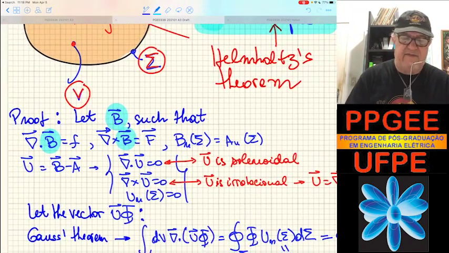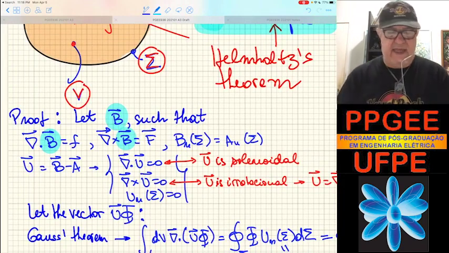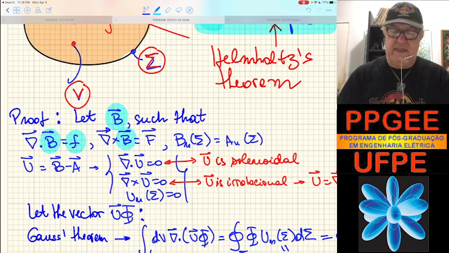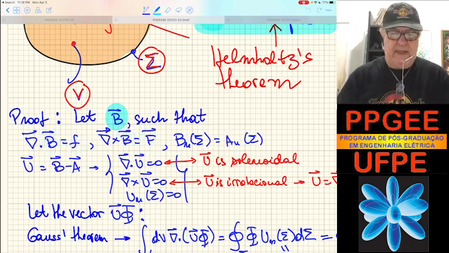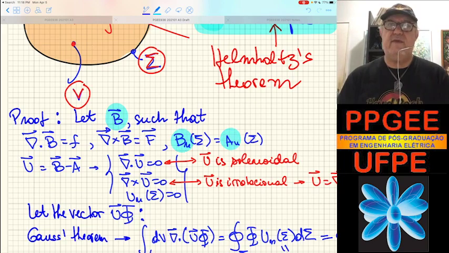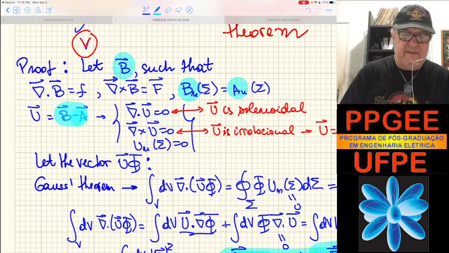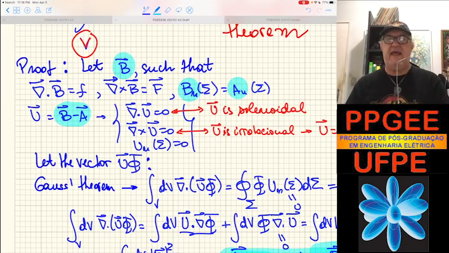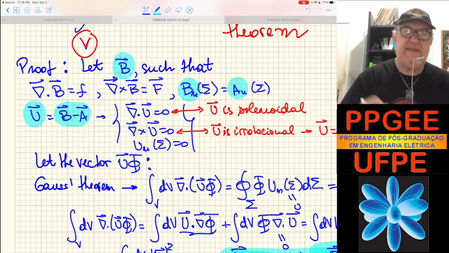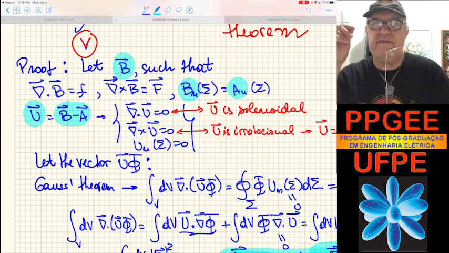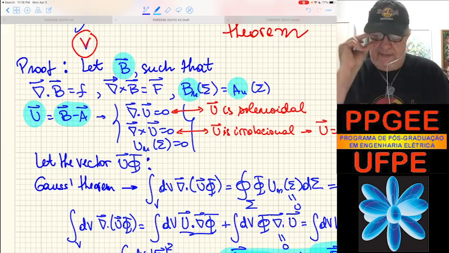Because A has a divergence which is a scalar function F, and A has a curl which is a vector field, capital F, okay? And also the second field has the same normal component on sigma. So what you do is to build a difference U equals B minus A, and all we have to show is that U is 0 everywhere, okay?